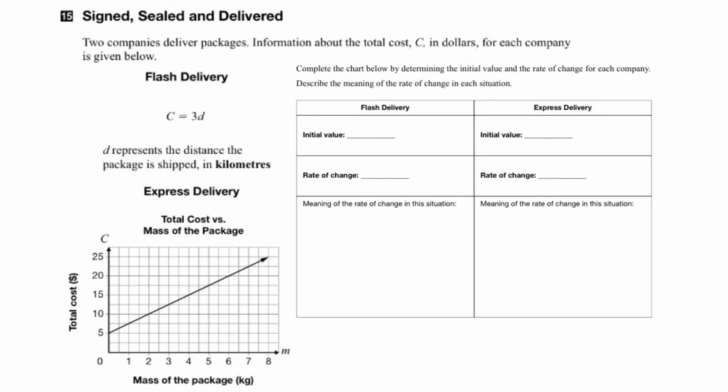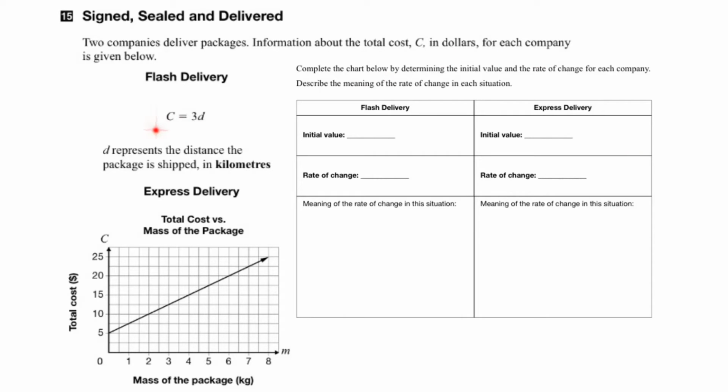What we notice is that both of these representations are linear. But where they're different is that for the flash delivery service, the cost is dependent on the number of kilometers driven, whereas for the express delivery service, the cost is dependent on the mass of the package being shipped. Okay, let's go in and fill in the chart now based on what we're given.